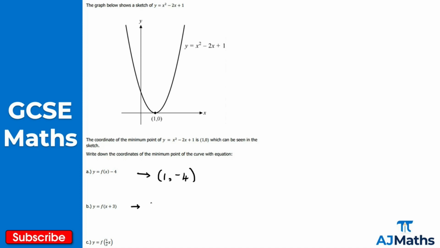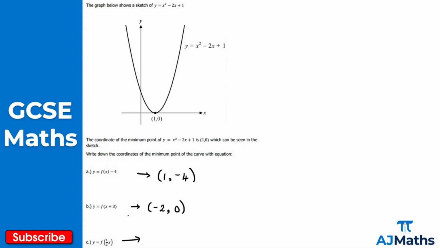For part B then, what we've got here is f of x plus 3. So we've got it inside the bracket here. That means it affects the x coordinate only. So what we do here is we do the opposite of this. So because we're adding 3, that means we subtract 3 from the x coordinate. So 1 minus 3 gives me minus 2. Okay, that's the x coordinate there. And the y coordinate doesn't change. We don't have anything affecting the y coordinate. That will just still be 0 there.